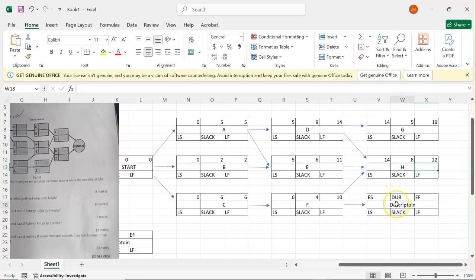Then the other one is I. I starts when F is complete. So duration, it will just be 10. Duration, it is 3. We add the early start plus duration.